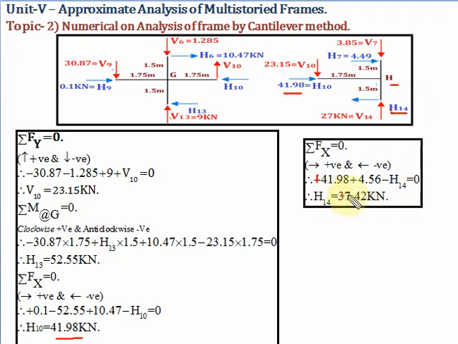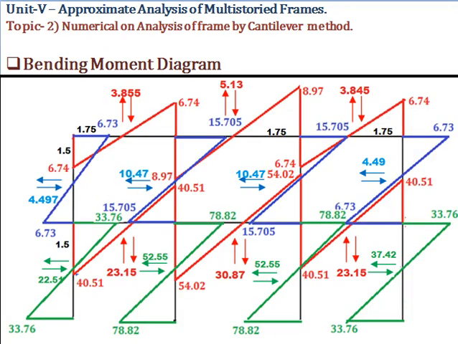Okay, now here this value is wrong, so the value is 41.98 plus 4.56, that value is 46.54. Okay, so this value is, what is this value? 46.54 is this value. 46.54 kilonewton.